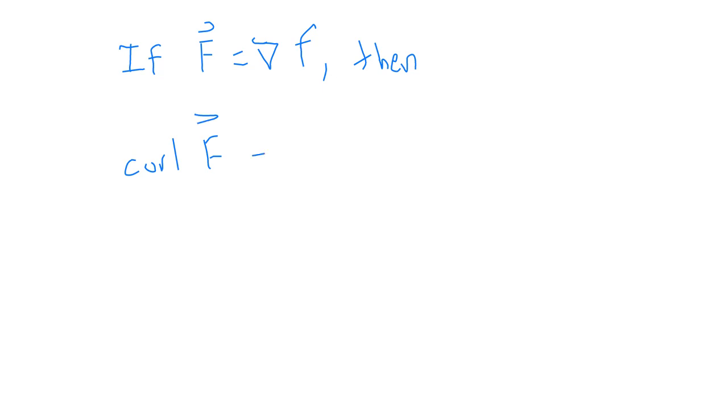Sometimes it's easier just to show it on the whiteboard. If your vector field F is the gradient of some potential function, then the curl of the vector field would be equal to the curl of the gradient of your function, and that is equal to the zero vector. The curl of the gradient field, that's what this is, the gradient field.